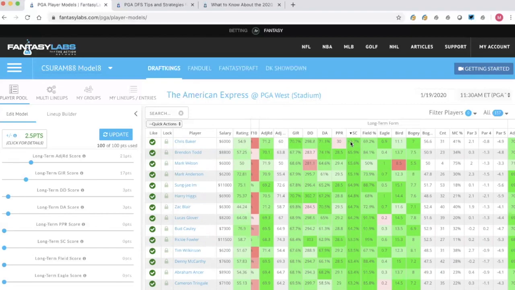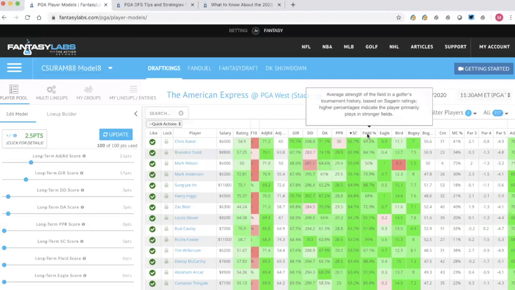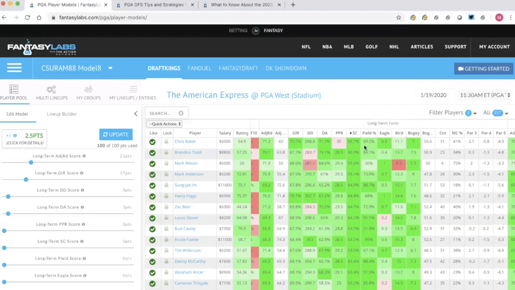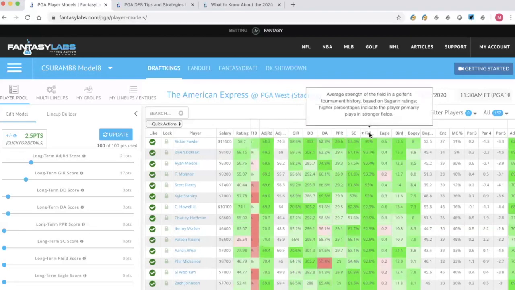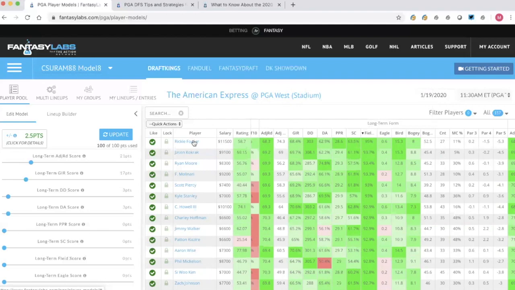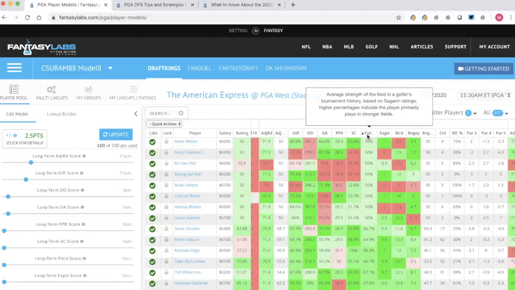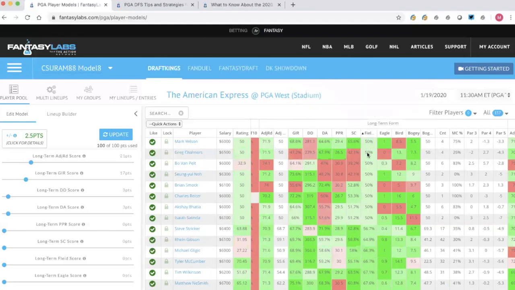If they're in a sand trap, it just shows their ability to get up and down for par with chipping and pitching. Field percentage is the strength of field that the player has played in. Again, these are all long-term stats under long-term form. So if a golfer is playing in a lot of prestige events like Rickie Fowler, Jason Kokrak, his field score is going to be higher than somebody who is playing on maybe some of the mini tours and is just getting a chance to play on the PGA this week.